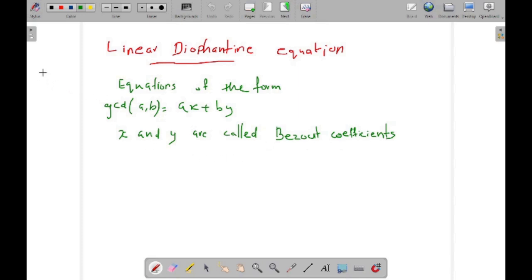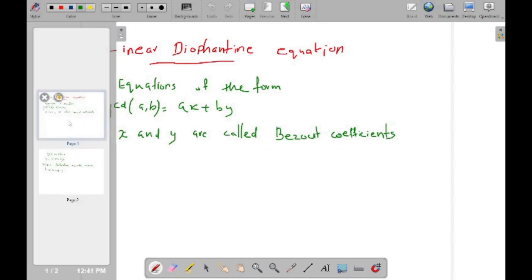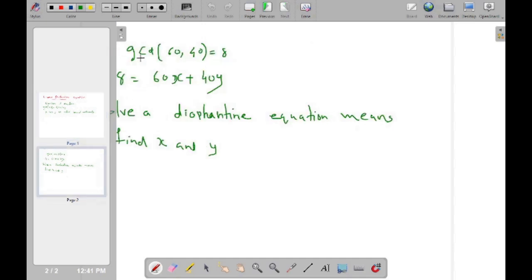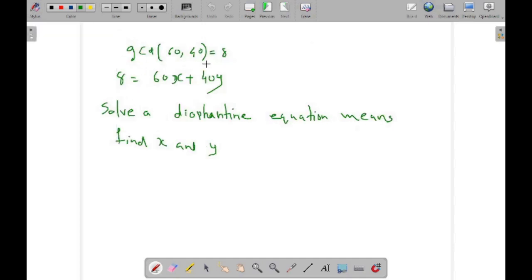Let us consider the GCD of 60 and 40 is equal to 8. We can represent this GCD 8 as a linear combination: 8 equals 60x plus 40y. We want to find out what x and y are. Solving a Diophantine equation means finding x and y.